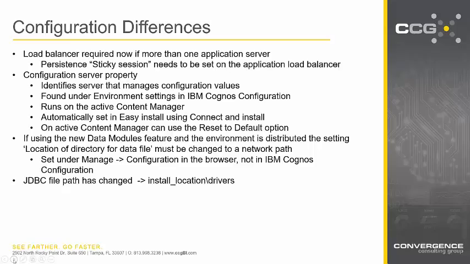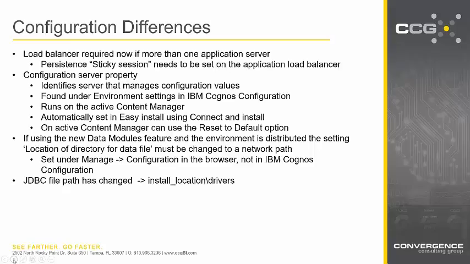In Cognos configuration, it looks the same. Most of that, you'll be fine based on your prior experience. One thing that is different, and this actually is a new property even since the GA release, is the configuration server property. What this does is identify the server that's managing the configuration value, so that's typically your active content manager.